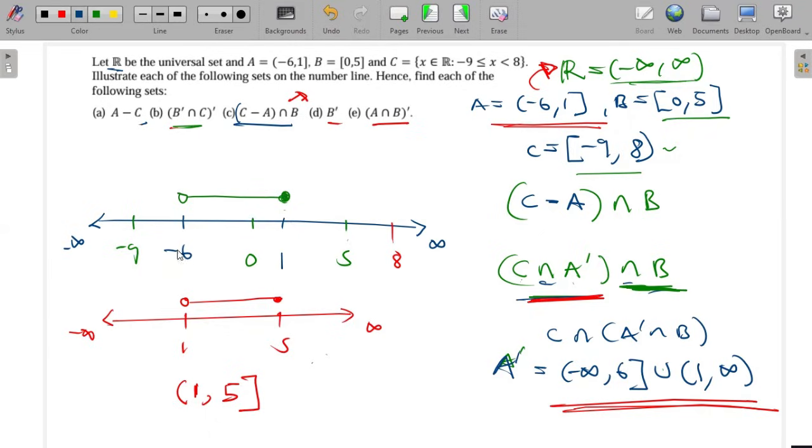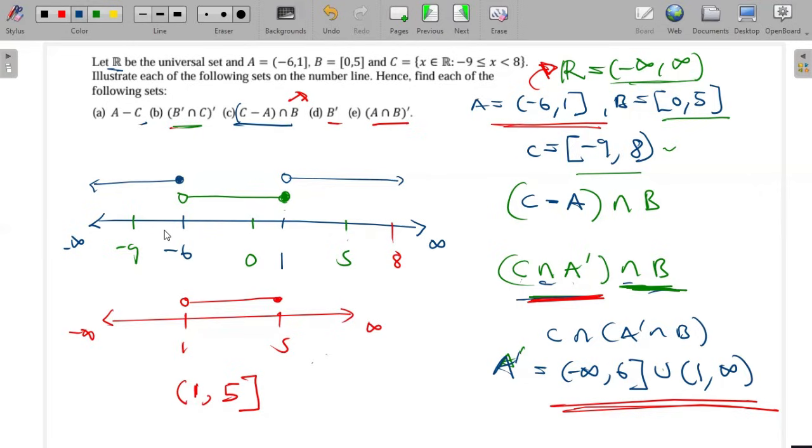So it will mean, since here at 6 it's open, the complement of A will be what? Closed. And then it goes all the way to what? Negative infinity, since this is the part which is in the universal set. And then there, since it's closed here, it will be open, and then all the way to infinity. So that's how you get the complement of A.